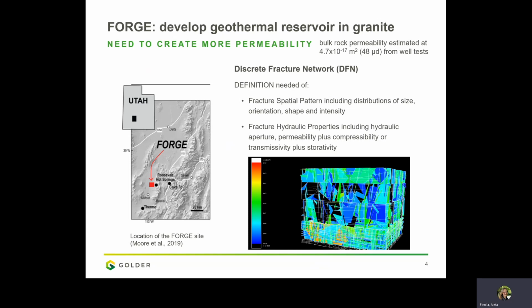And we're describing these fractures in terms of their spatial pattern. So we need to have some idea as to how these fractures are distributed in size, in orientation, shape, and intensity. And then once we sort of have this description, we'd also like to calibrate the model and give those fractures some hydraulic properties, such as giving them an aperture and an effective permeability plus a fracture compressibility, or we can also describe them using transmissivity and storativity. So those are properties we'd like to ascribe to these fractures that we expect to be present in the granitic rock.